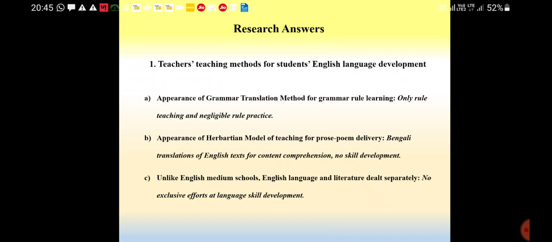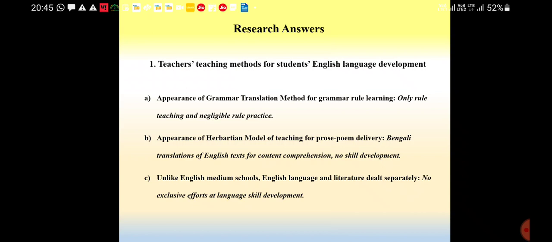For prose and poem teaching, the Herbartian model of teaching was being followed. Here too, although the teachers claimed to follow the model, their teaching trend only had an appearance of the model, because the science behind the model guaranteed reading and writing skill development, but Bengali medium students were seen to read English only for pronunciation and writing was mostly memory based.